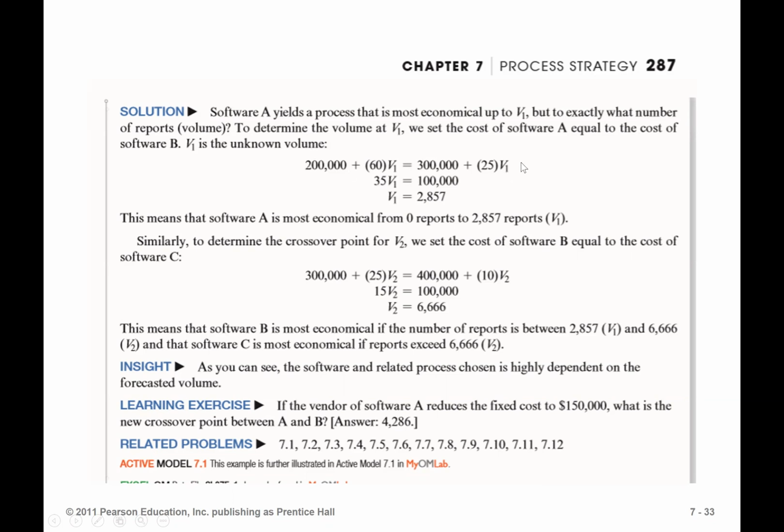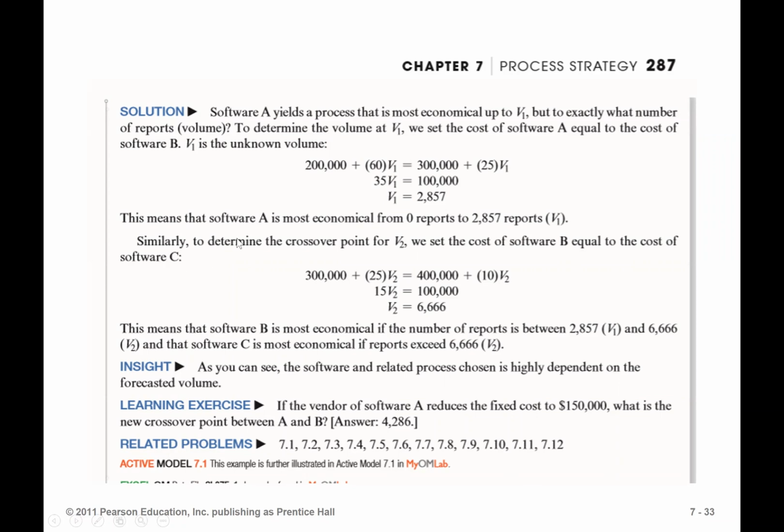Everybody see this? So you solve for this. Bring all the V1s over. If you take this over, it's 60 minus 25, that gives you 35. So 35 V1, and then you take the 200,000 over, so it turns into a negative. Simple math. So 35 V1 is equal to 100,000. So you can solve for V1, it's just 100,000 divided by 35. So you can calculate where your V1 is, your volume 1. What volume would you cross over at? This means that software A is more economical from 0 to V1, which is 2,857 reports.